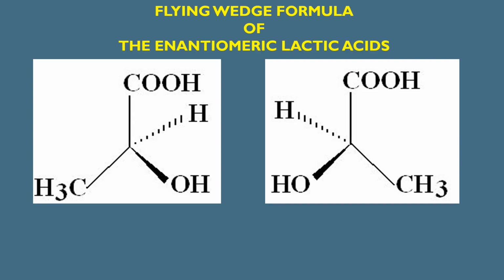This is the flying wedge representation of the enantiomeric lactic acids. So here this is the chiral carbon having four bonds. The two bonds are on the plane. This is alpha bond and this is beta. And this is the mirror image of this molecule. So this is the flying wedge representation of the two enantiomeric lactic acids.